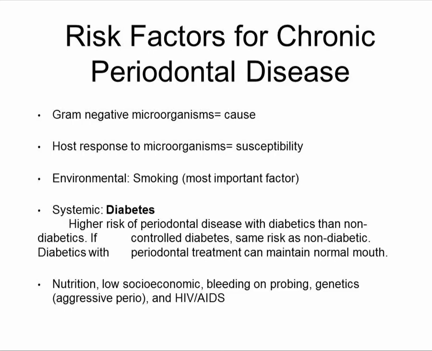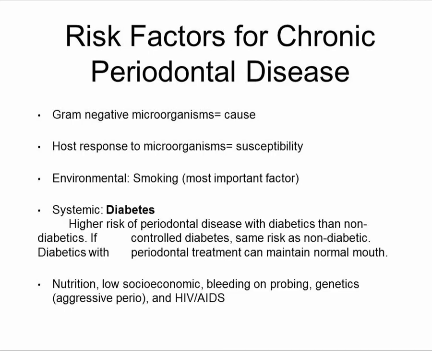There's a higher risk of periodontal disease with patients that have diabetes than patients that do not have diabetes. If a patient has controlled diabetes, they have the same risk for getting periodontal disease as a patient that does not have diabetes. And then thirdly, diabetics that get the proper treatment for periodontal disease, it is possible for them to maintain a normal mouth. And then some last risk factors: nutrition, a patient's socioeconomics, bleeding when we measure the gums, a patient's genetics, HIV and AIDS.